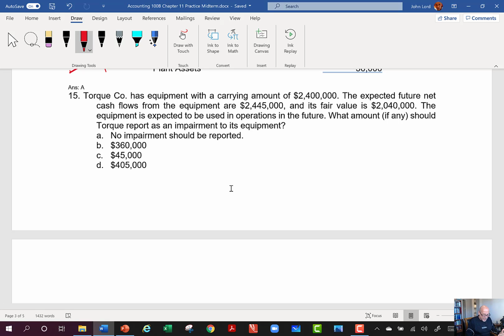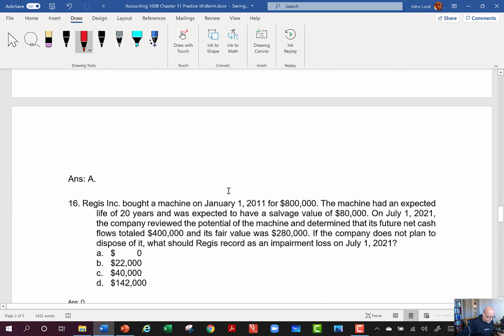So in this case, going back to this easy question, they tell me that the carrying amount is $2,400,000, and they tell me the expected future cash flows is $2,445,000. Stop. If the cash flows are more than the carrying value, I have no impairment, and I stop right there. Now you come over to this next question.